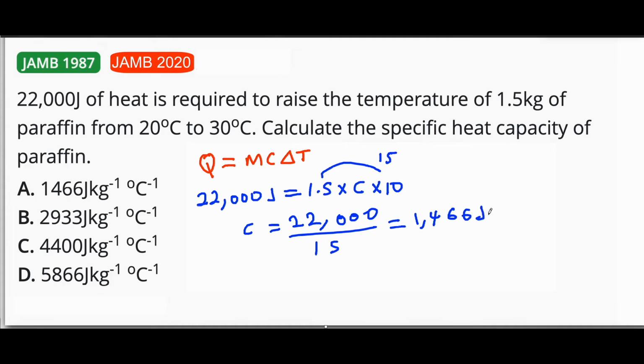1,466 joule per kilogram per Kelvin, or per degree Celsius as the unit given in the option. So we can see that the answer, option A, is the right answer.